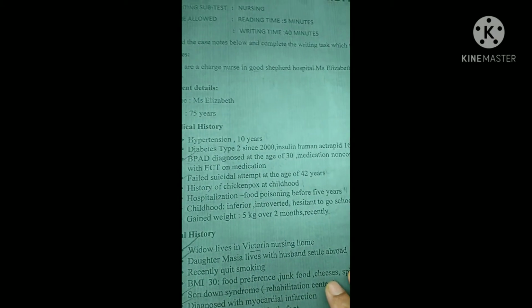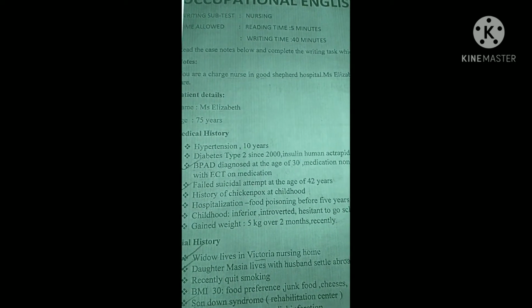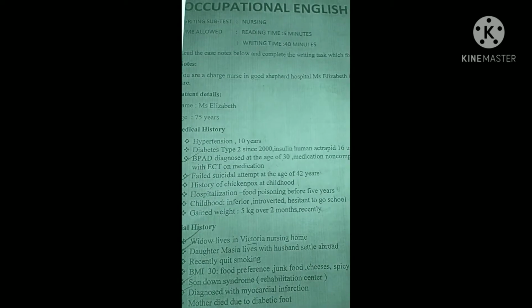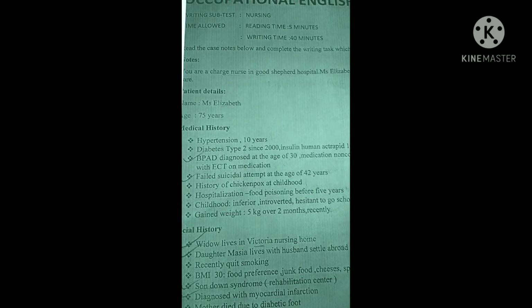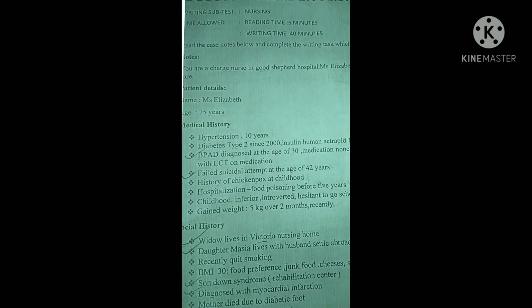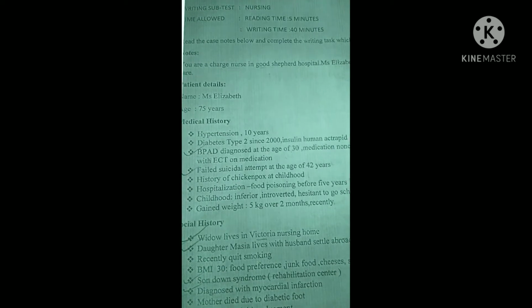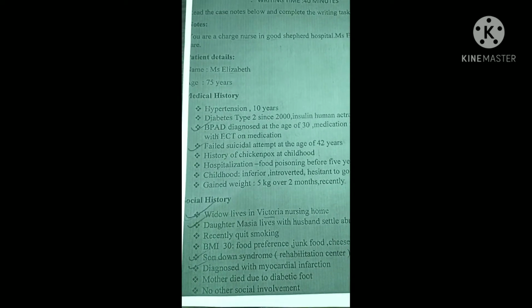So here is the writing task. Your position is given: you are a charge nurse in Good Shepherd Hospital. The patient's name is Miss Elizabeth and she is aged 75. Then the medical history, what all diseases she had, and then the social history.